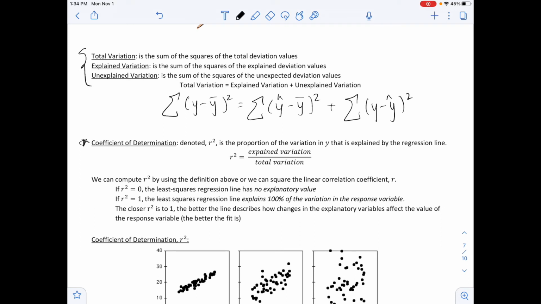We actually discussed this a little bit earlier in the first section. So this is denoted r squared, and this is the proportion of variation in y that is explained by the regression equation. Another way to calculate r squared is the explained variations divided by the total variations. We can compute r squared by using the definition above, or we can square the linear correlation coefficient r. It's also given to us on our calculator.